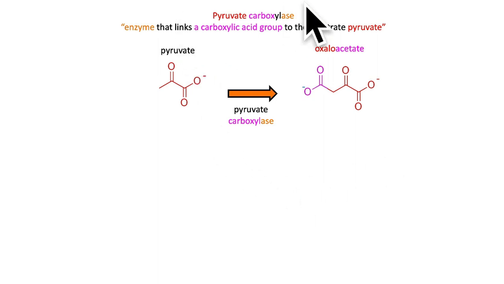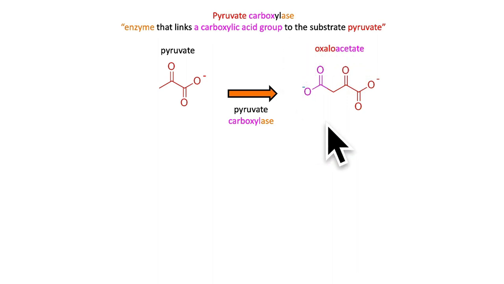So pyruvate carboxylase, as an example, grabs pyruvate and adds a carboxylic acid group to it. You absolutely should be familiar with pyruvate because you make that from alanine with a transaminase, or, as we'll learn later, pyruvate is the product of glycolysis, a simple 3-carbon alpha-keto acid. You add a carboxylic acid to it, and we have talked about oxaloacetate.